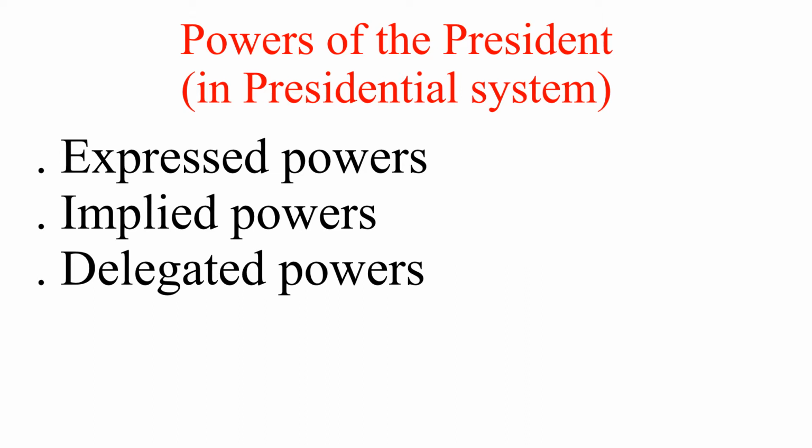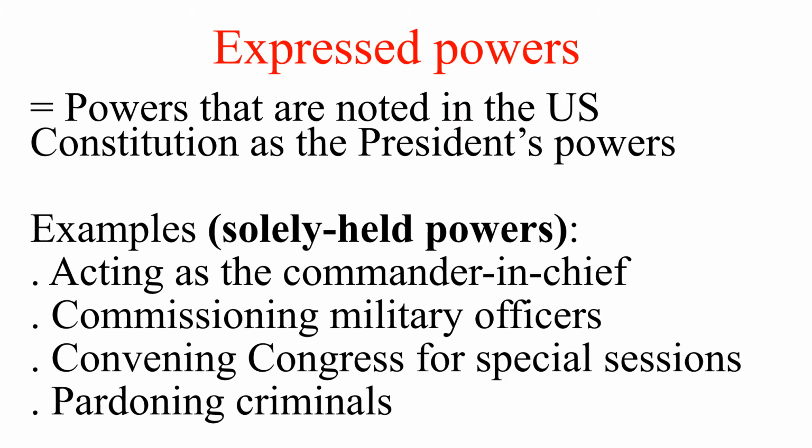In the US system, we have three main categories of powers given to the US president by the Constitution: express powers, implied powers, and delegated powers. Express powers are those that are clearly noted in the US Constitution as the powers of the US president. Some examples of this are the president acting as the commander-in-chief, commissioning military officers, convening the U.S. Congress for special sessions, or pardoning criminals.